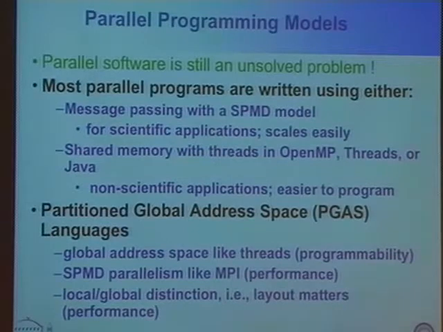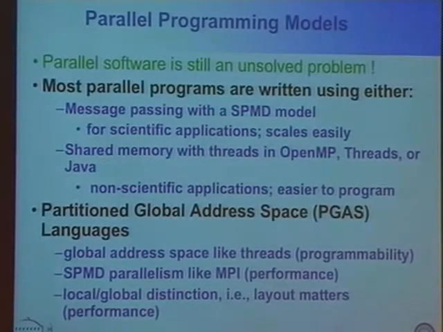So parallel software is still basically an unsolved problem. Most parallel programs are written either in a message passing layer, most commonly MPI, or they're written in some kind of shared memory model with OpenMP, Threads, or Java. Now, the problem is that these two things tie together two different notions. One of them is how you are going to communicate, that is, by doing two-sided communication versus reading and writing data. And the other question is, who controls the data layout?